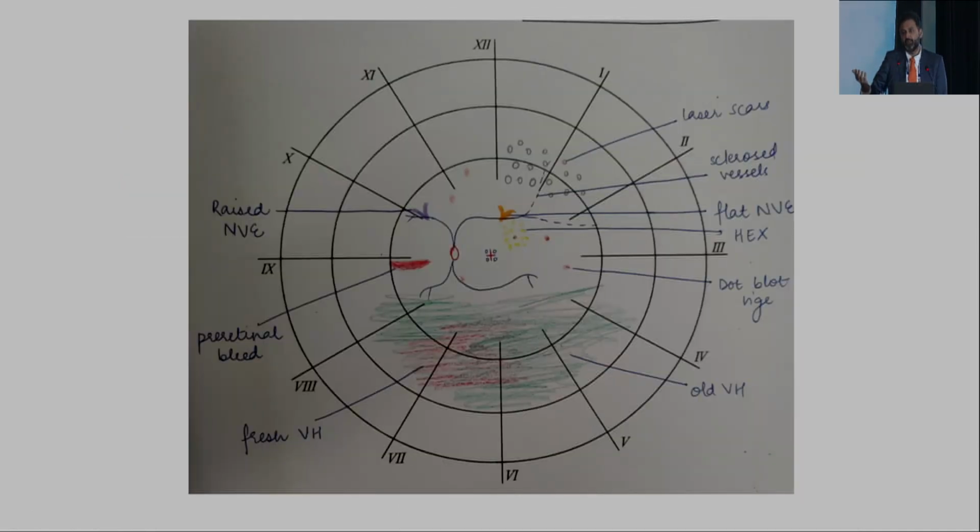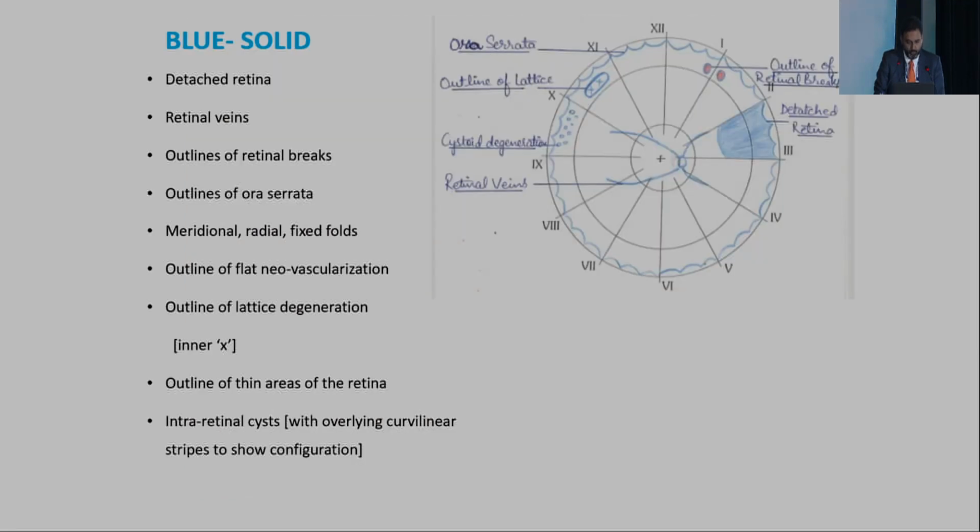And these are certain other things that you might want to show, but we're basically going to come to this. So you have 5 or 6 different colors. If you have a blue solid color, which is I think the most commonly used, it's typically used to signify detached retina, retinal veins, outlines of retinal breaks, outlines of the ora serrata, meridional, radial, or fixed retinal folds, outline of flat neovascularization, very seldom used, but that is what it typically should be used for.